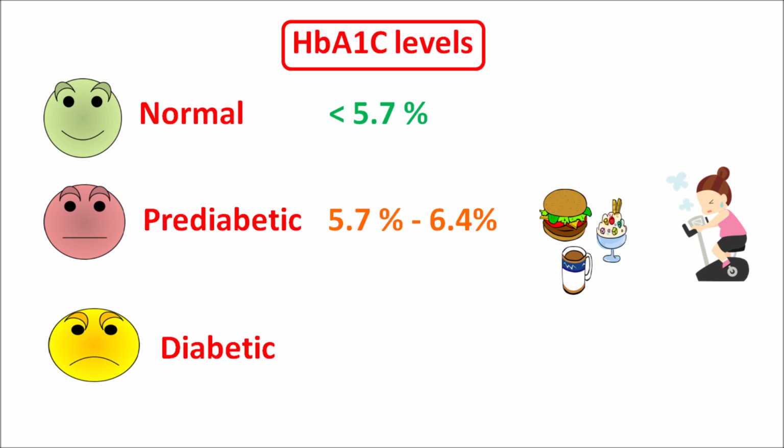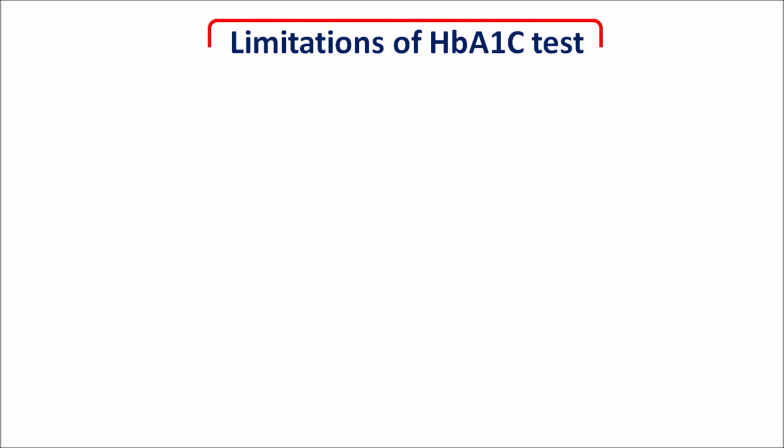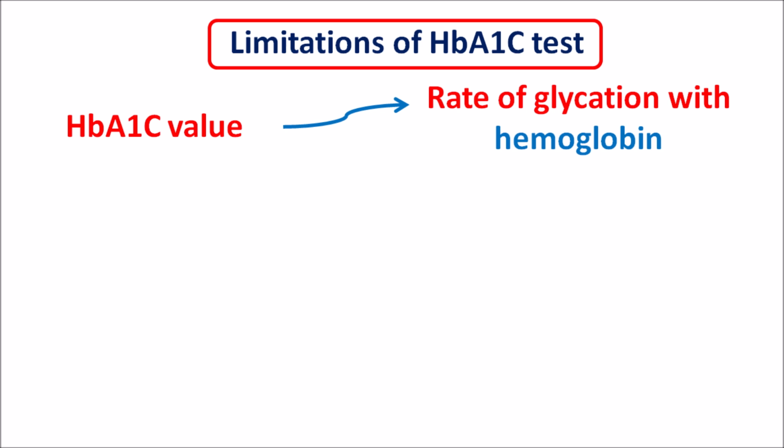The third one is the diabetic stage, where the A1C values are greater than 6.5%. Again, in such patients, proper diet and exercise should be maintained along with the use of anti-diabetic agents based on elevation of A1C values. Now let us see the limitations of the HbA1c test. As we have discussed, HbA1c values depend on the rate of glycation with hemoglobin. So it depends on the availability of hemoglobin as well as the extent of glycation.